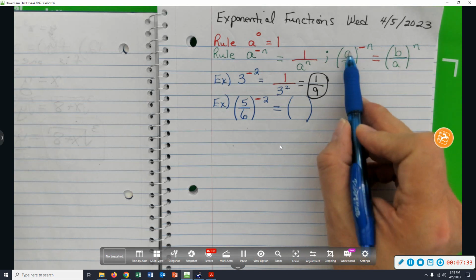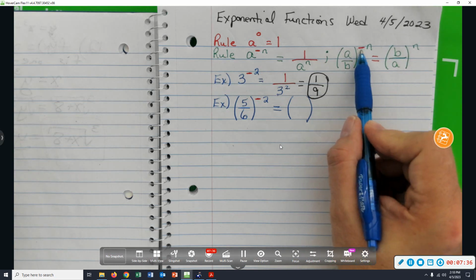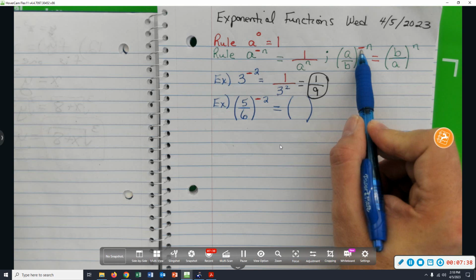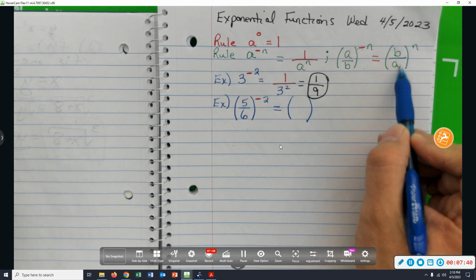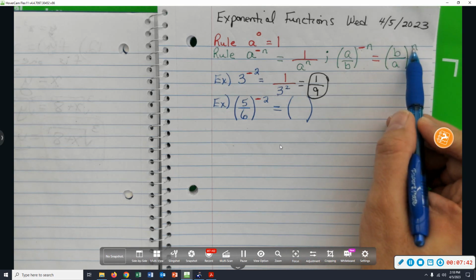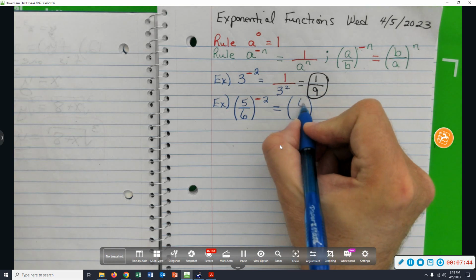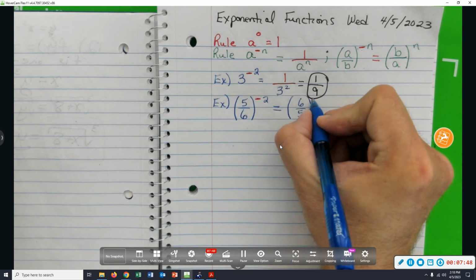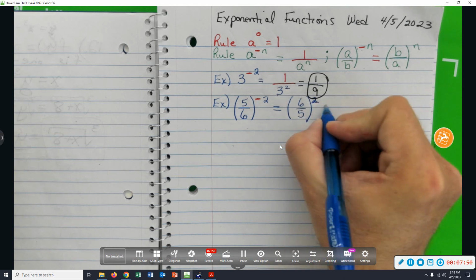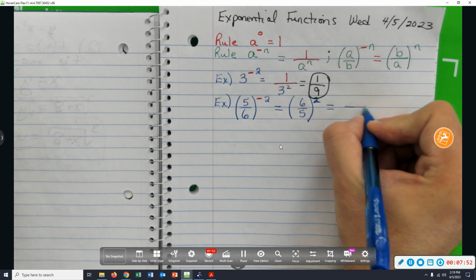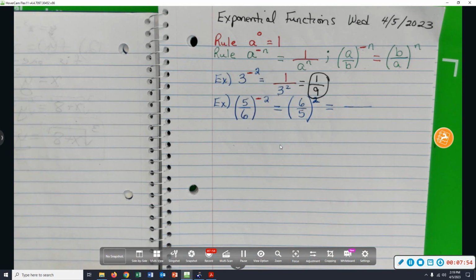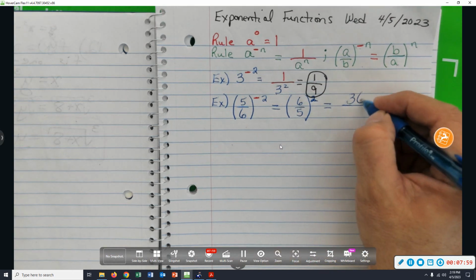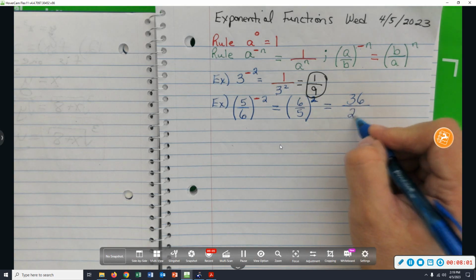To rewrite, if you have a fraction to a negative power, flip the fraction and change the exponent to positive. So it would be 6 over 5 to the, can y'all see my positive 2 exponent there? Now don't say 12 over 10. What's that going to be? 36 over 25.